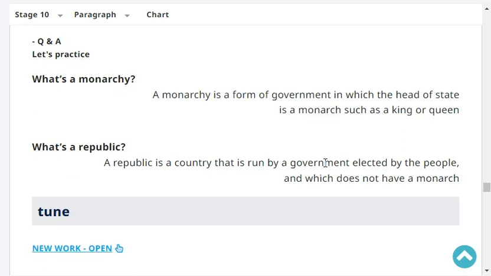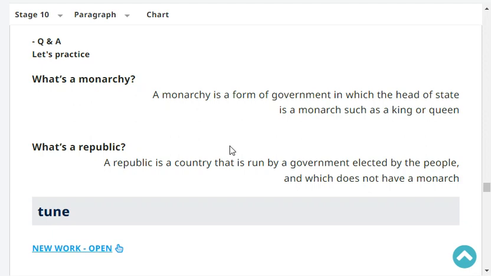Let's practice. What's a monarchy? A monarchy is a form of government in which the head of state is a monarch, such as a king or queen.